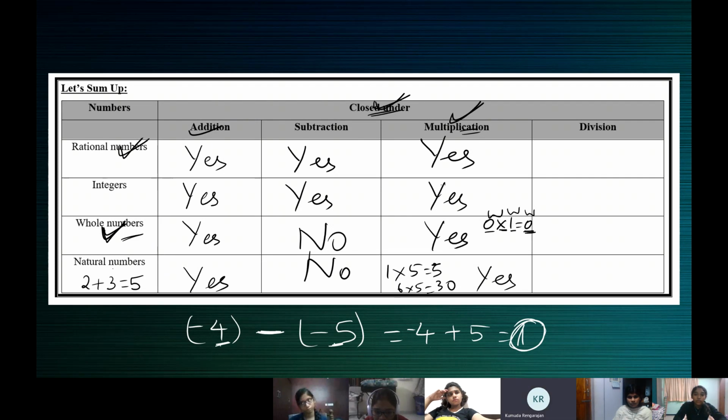Okay, for natural numbers? We can multiply different numbers. When we multiply two natural numbers, the answer is also a natural number. So we say that natural numbers are closed under multiplication. Now, what about for division, children?